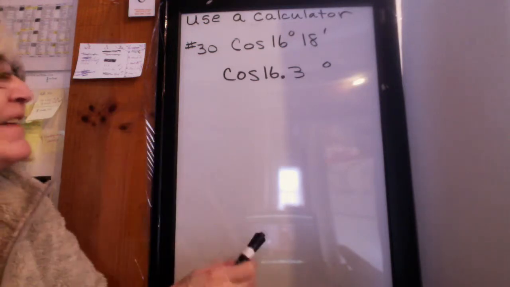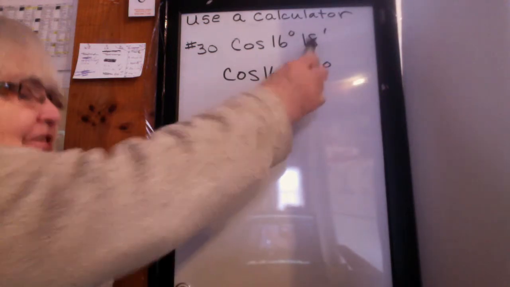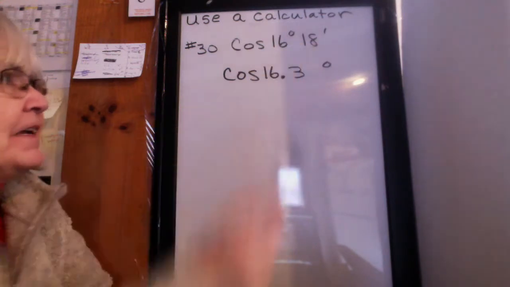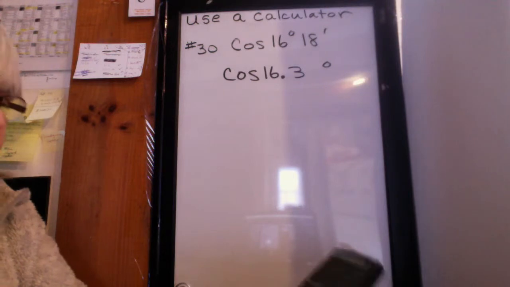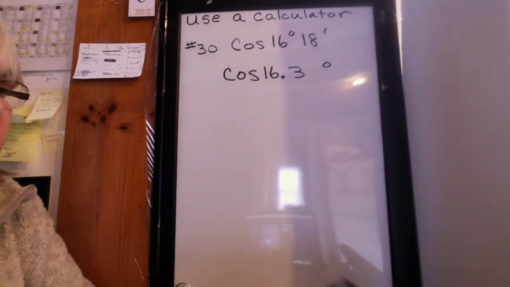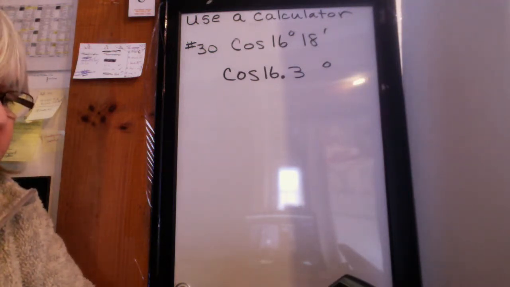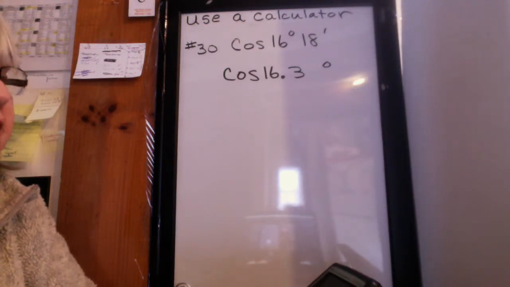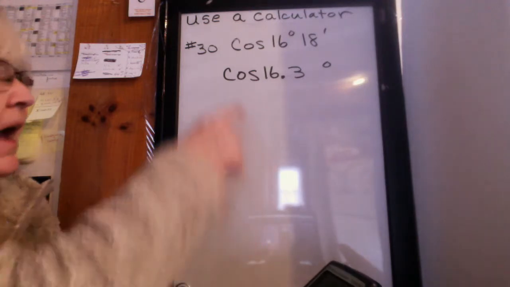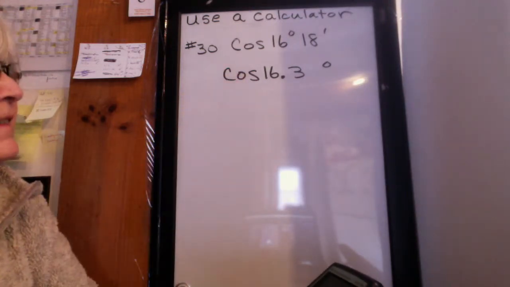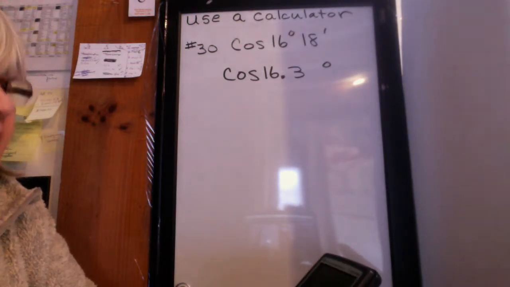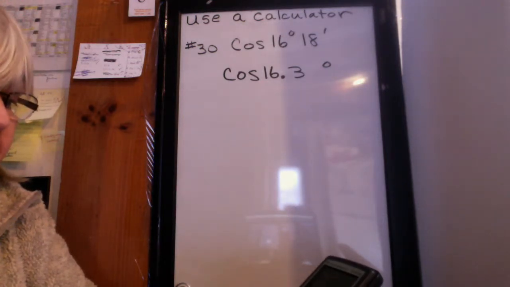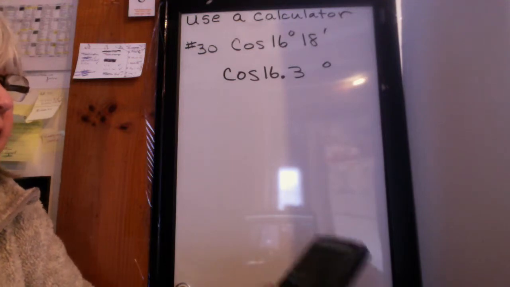So the first thing I need to do, though, is I need to change the 18 minutes to a decimal. And that comes out to 0.3. How do I know that? Well, here's how to do it. Turn on your calculator and do 18 divided by 60, and you get 0.3. So now I'm going to type in cosine of 16.3. So type cosine and then 16.3 and then hit enter.